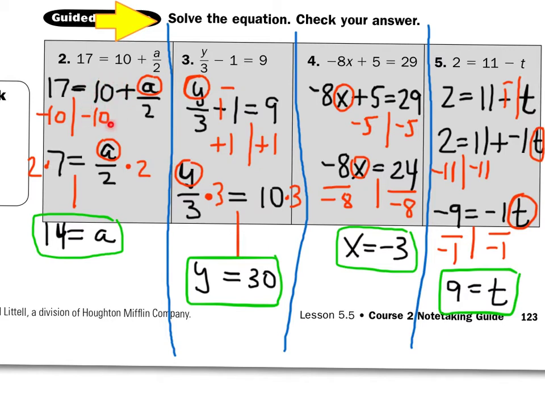So I'm going to subtract 10 to get rid of it. Whatever I do on one side of the wall, I have to do on the other side of the wall. Okay, now we simplify. So 17 minus 10 gave me 7. I let the equal sign come down. Positive 10 plus negative 10 destroy each other. So you can cross it out. They become 0. And I let the a over 2 come straight down.